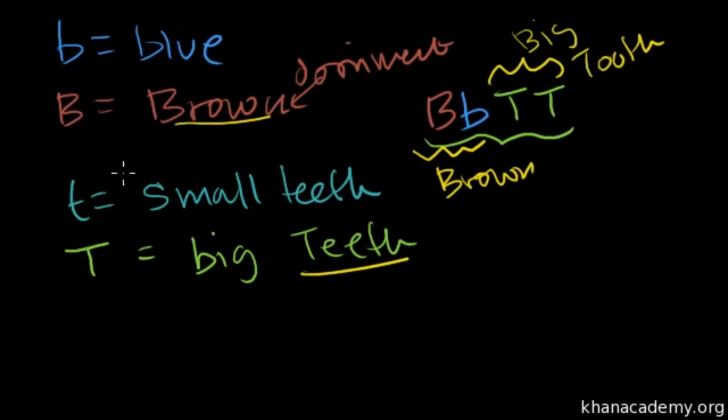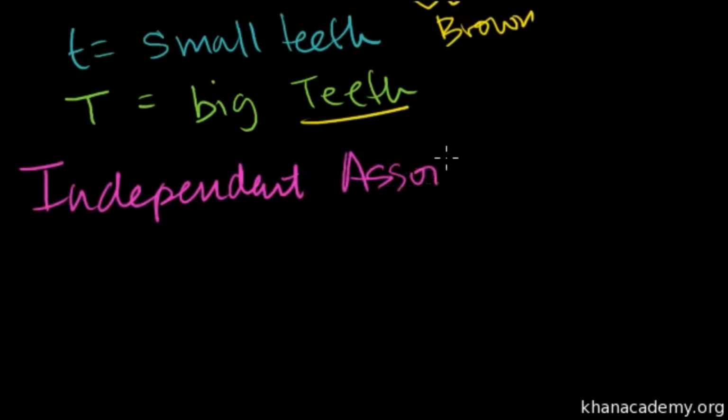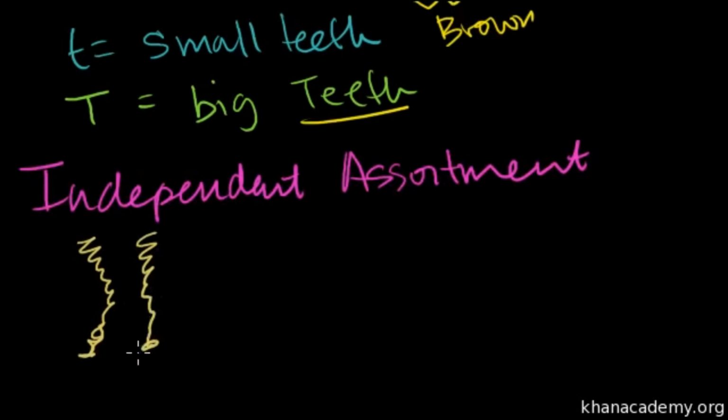Now, if we assume the genes that code for teeth and eye color are on different chromosomes, and this is a key assumption, we can say that they assort independently. Let me write that down. Independent assortment. So if I were to look at my chromosomes, let's say this is one homologous pair, maybe we call it homologous pair 1. And let's say I have another homologous pair, and obviously we have 23 of these. But let's say this is homologous pair 2 right here.